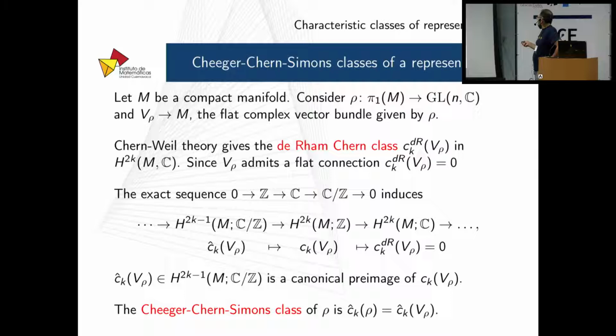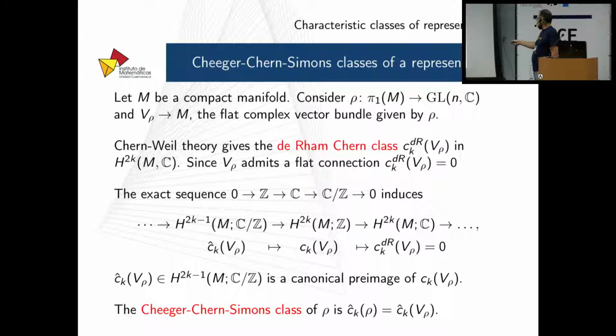These classes fit in the following exact sequence. Take this exact sequence of coefficients. We have an associated long exact sequence. Here we have the de Rham Chern class with coefficients in C, which because it has a flat connection is zero. The usual Chern class with integer coefficients maps to the de Rham Chern class, so this goes to zero, which means it is in the image of this map. Of course there can be many pre-images of the Chern class, but there is a canonical way to take one.